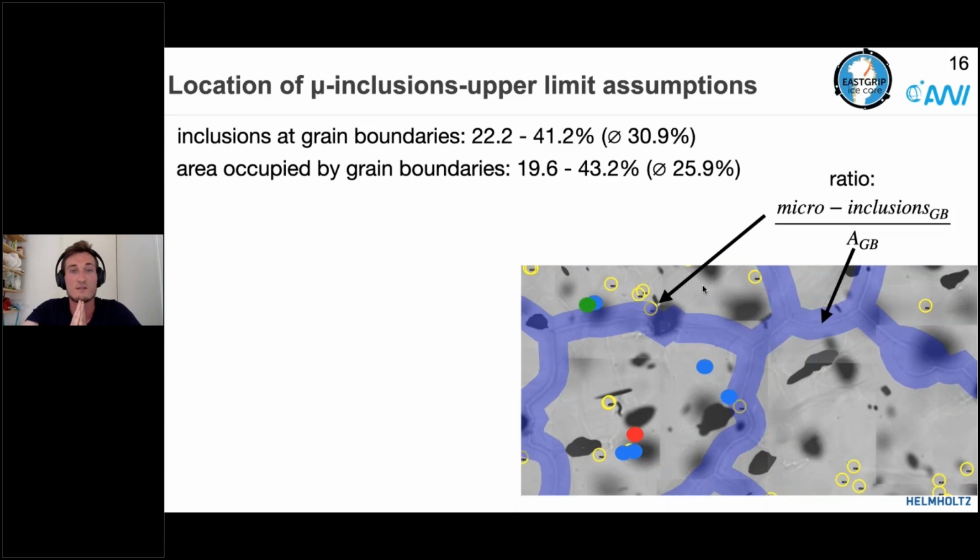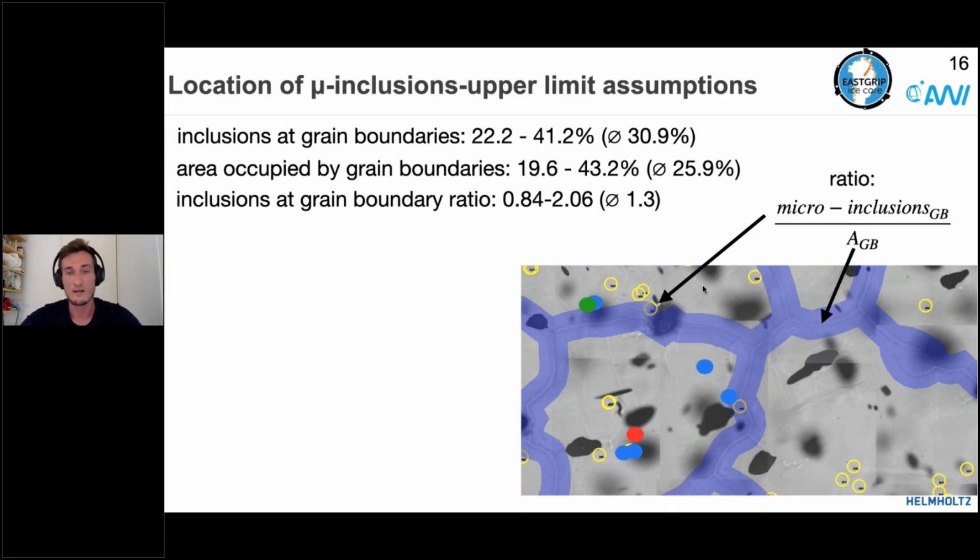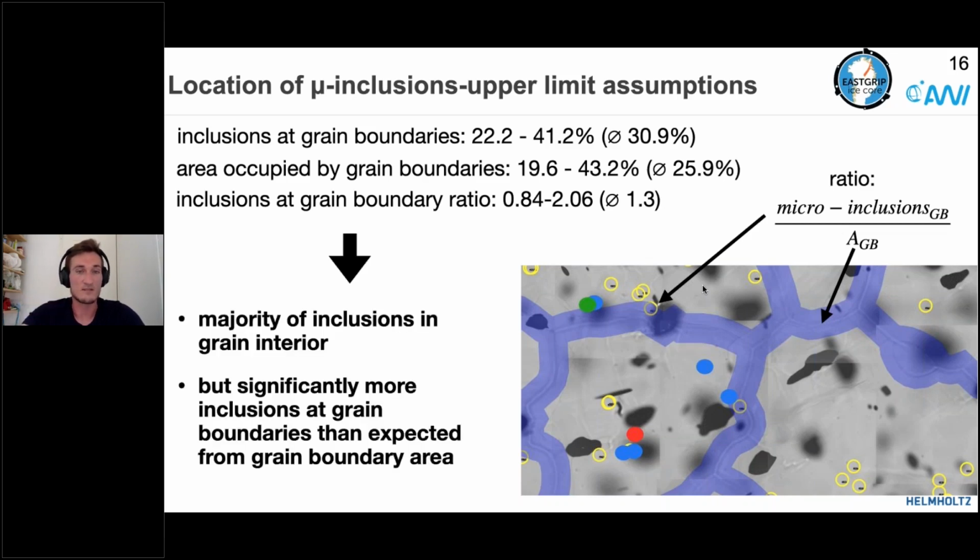So this is a similar figure, between 19.6 and 43%, on average 26%. And out of this, you can get a ratio if you divide the inclusions at grain boundaries by the area occupied by grain boundaries. This gave us a little estimate of how this is changing throughout the core and also inside the sample. The basic result here is that the majority of inclusions is in the grain interior, but in half of all the samples, there are more inclusions at the grain boundaries than you would expect from your grain boundary area.